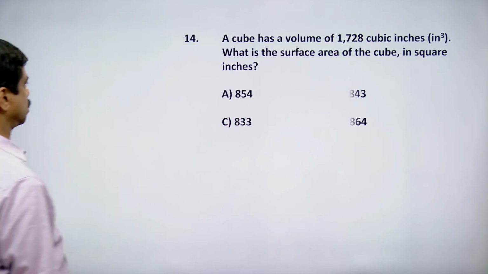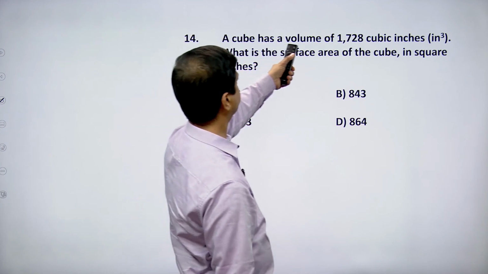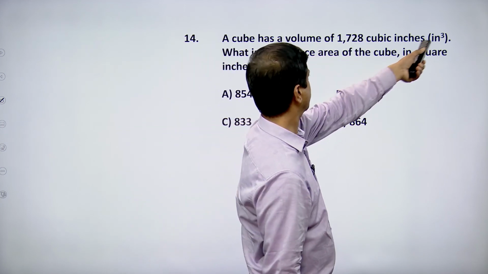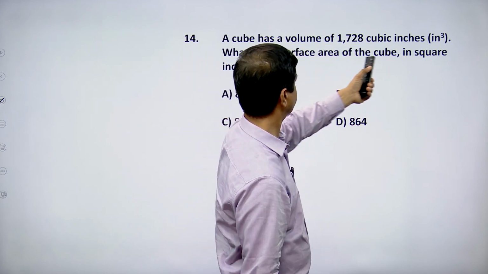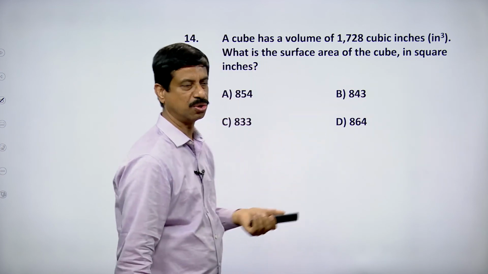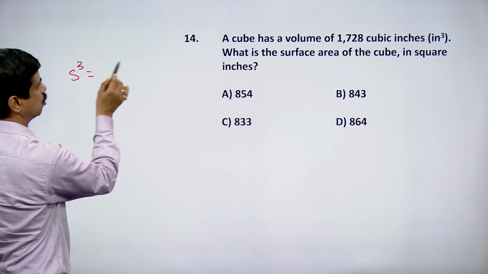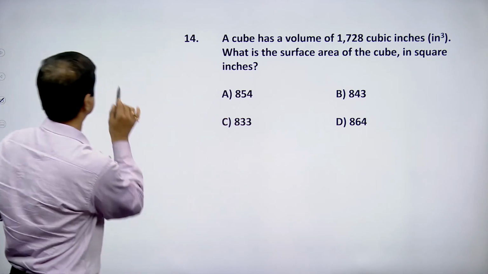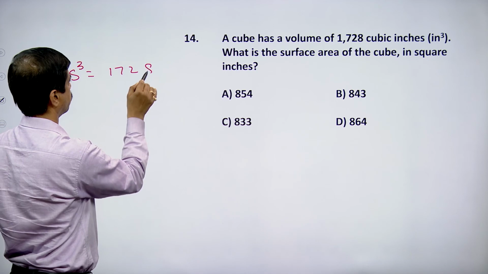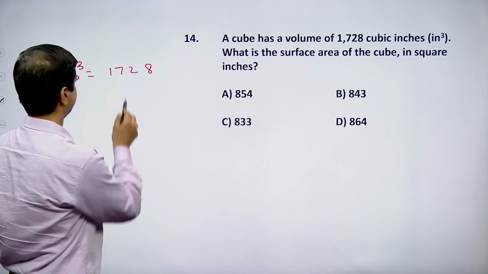Okay, children, let us go to the next question. The cube has a volume of 1728 cubic inches. What is the surface area of the cube in square inches? So what is the volume of a cube? Side cubed is the volume. What did he give? 1728.